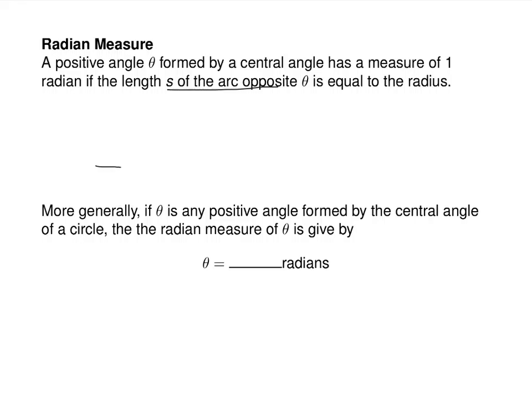So here's what that looks like in a picture. You have your initial ray, and you have this other ray, and that theta is equal to 1 radian. I should have the theta here, because theta really is the angle. If the length of that part of a circle, which is called S, is equal to this R.